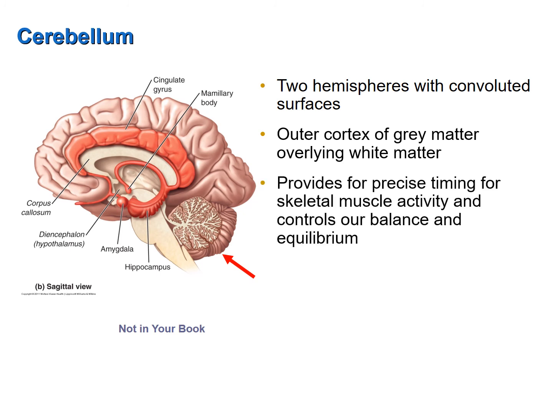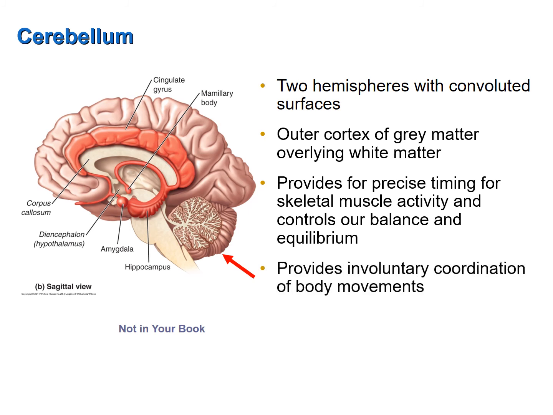The function of the cerebellum is to provide for precise timing of skeletal muscle activity in order to enable control of balance and equilibrium. So there is an involuntary part of voluntary body movements that most of us are unaware of. To understand the role that the cerebellum plays in body movements, let me give you an example.